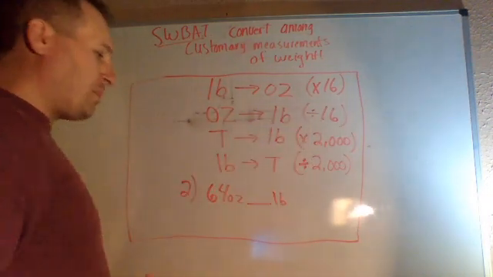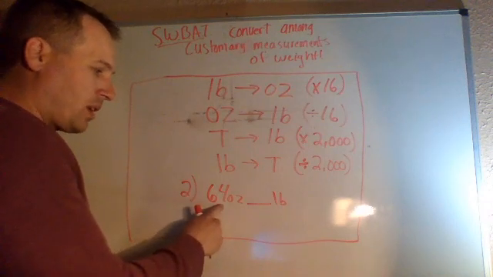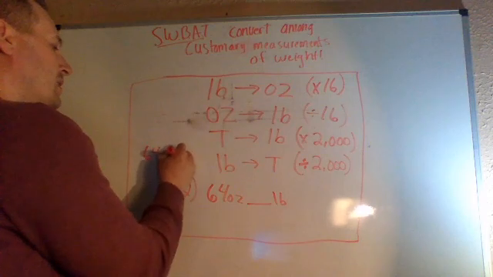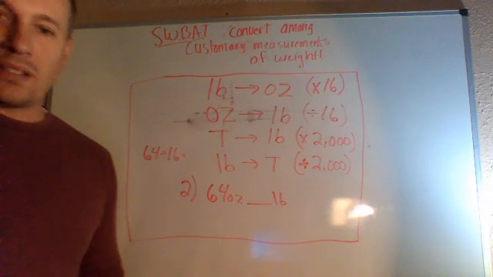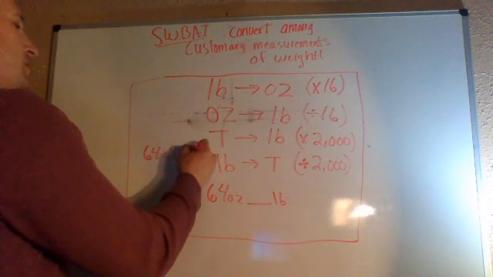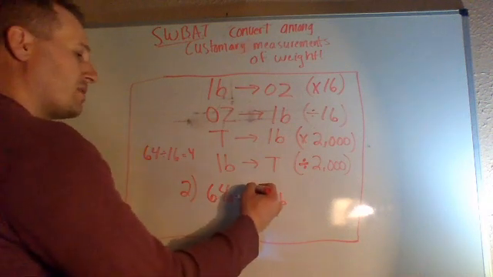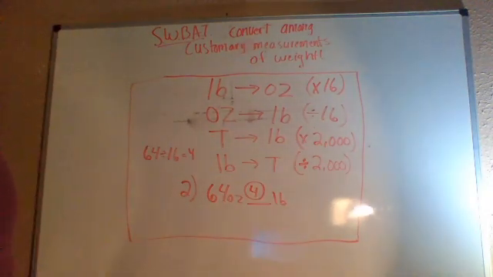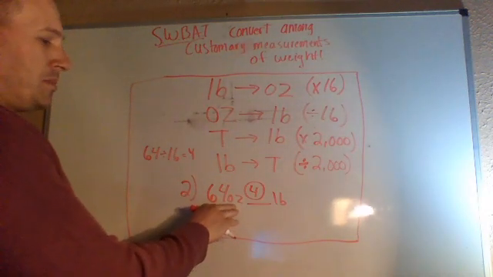Ounces to pounds is divide by 16. So we take 64 divided by 16. 64 divided by 16 is 4. So our answer is 4.